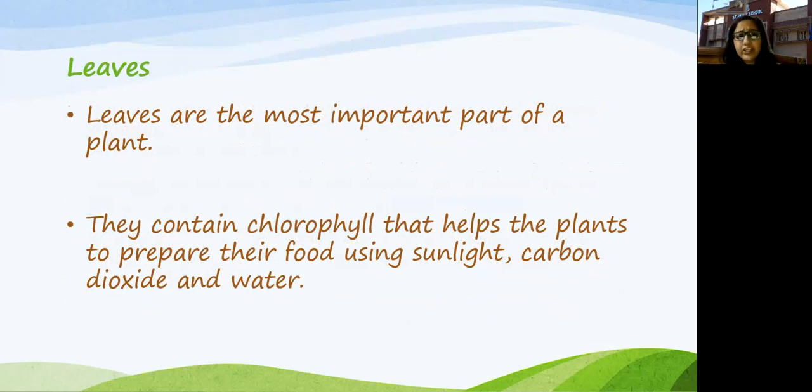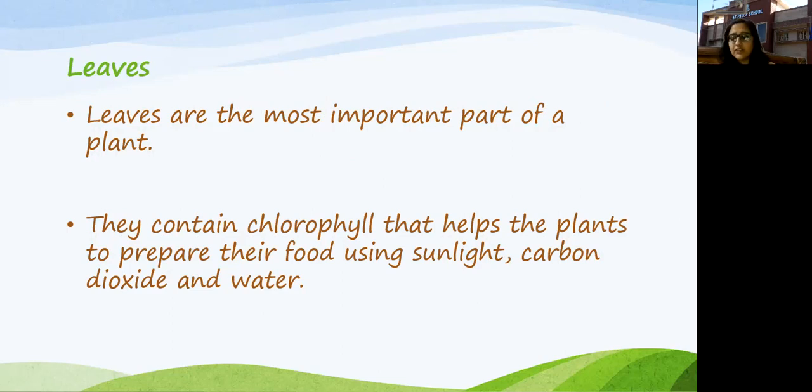Now leaves का सबसे important function, तो I have already told you that they help in producing food of the plant through the process of photosynthesis. ठीक है? So leaves are the most important part of a plant. They contain chlorophyll that helps the plants to prepare their food using sunlight, carbon dioxide, and water. Now, this is what we call the process of photosynthesis.